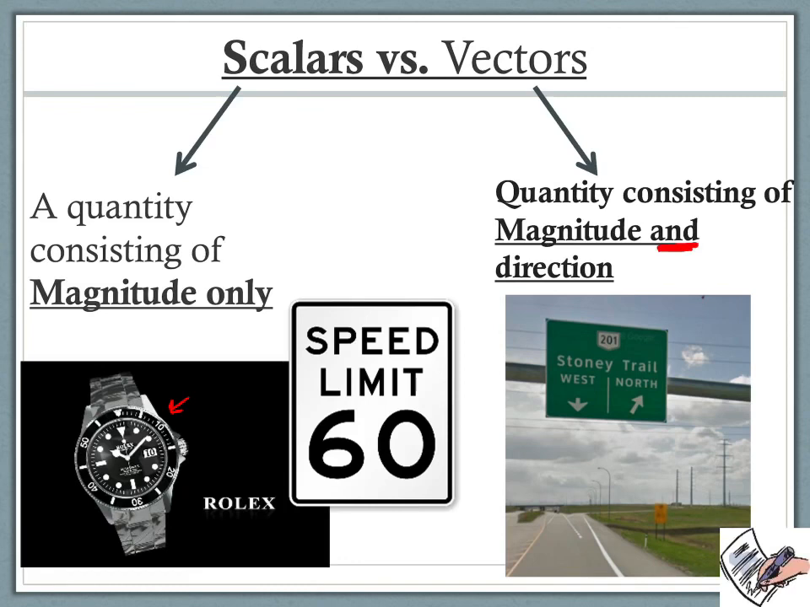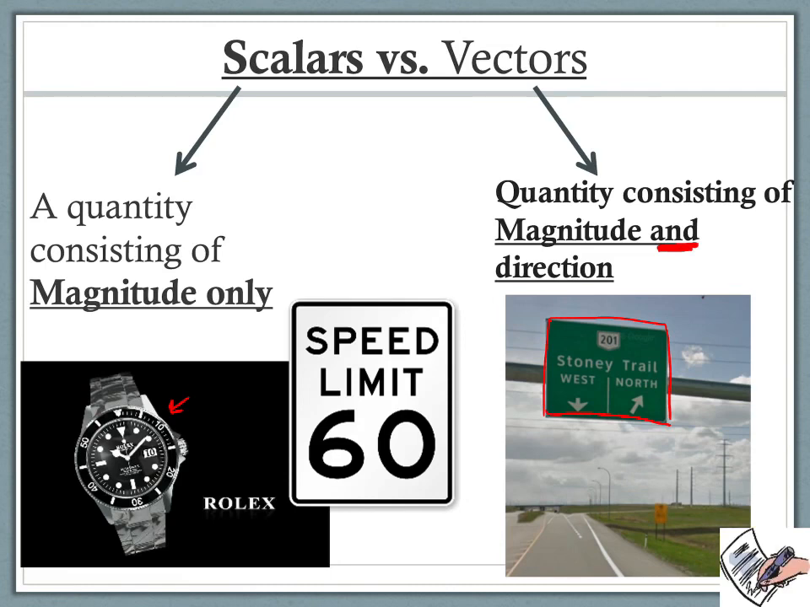So again, magnitude just being how much, how big. Okay? So something like this, when you see this kind of sign, this is a vector. This is giving you the direction. It's actually not giving you the magnitude, like how far away something is, but say you see a sign that says Airdrie 70 kilometers, north. So that is a vector because it's giving you magnitude, how far away it is, and the direction that it's in. Okay, so that's a really important part about vectors.